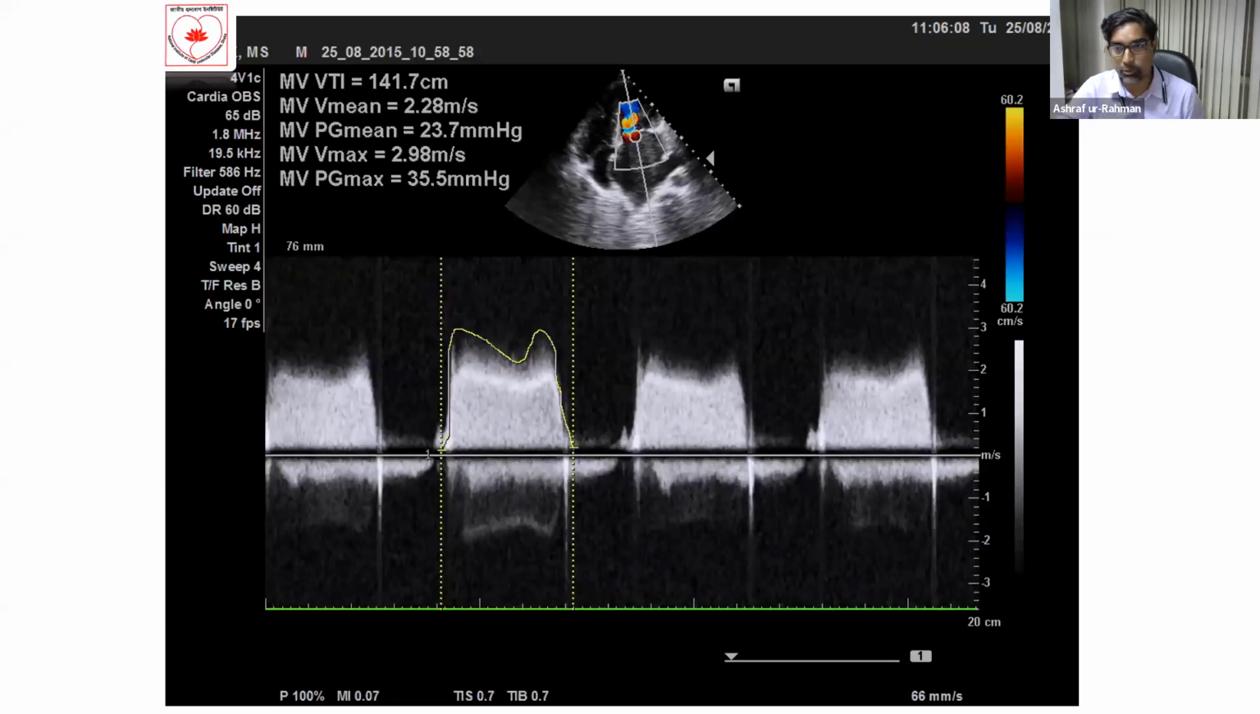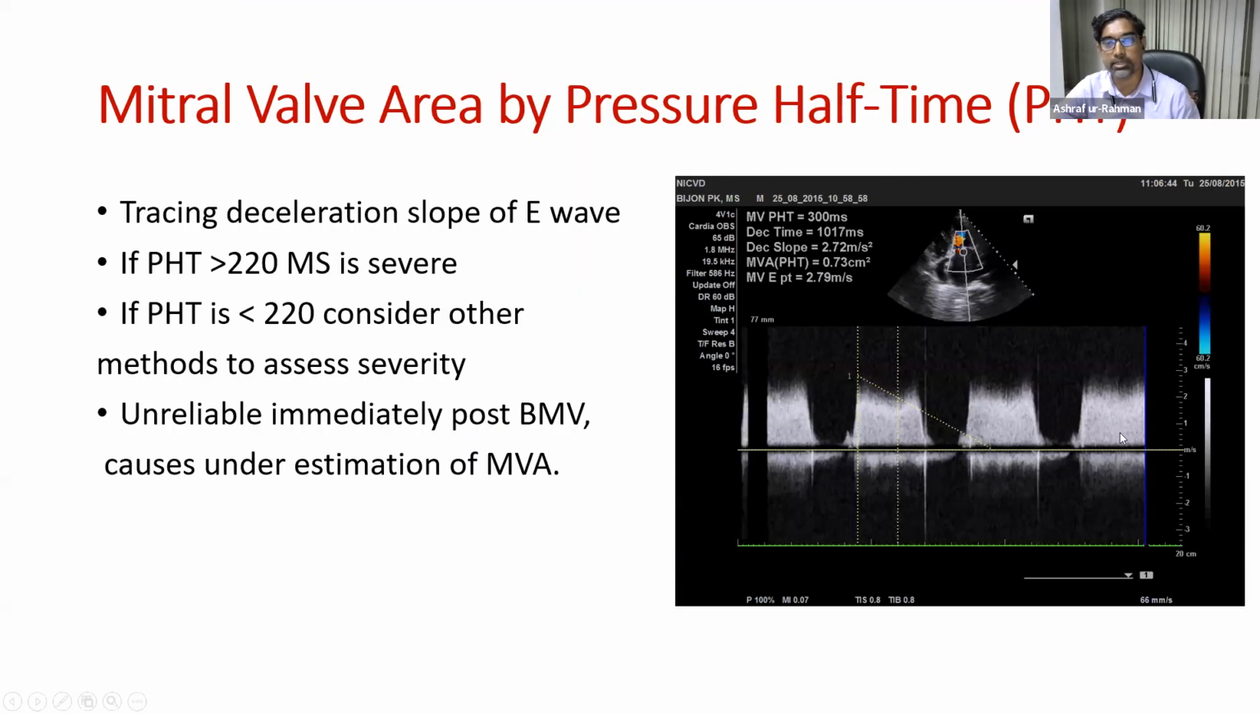So we'll quantify the MS severity by mean gradient by doing a VTI. If it is more than 10 millimeters of mercury, then we call it severe MS. We have to look for the mean gradient. And we also measure the pressure half time. If it is more than 220, it is severe. And if the pressure half time is less than 220, we have to consider other methods to assess the severity. But the pressure half time method is unreliable immediately post balloon mitral valvuloplasty or after PTMC, as it might underestimate the mitral valve area.